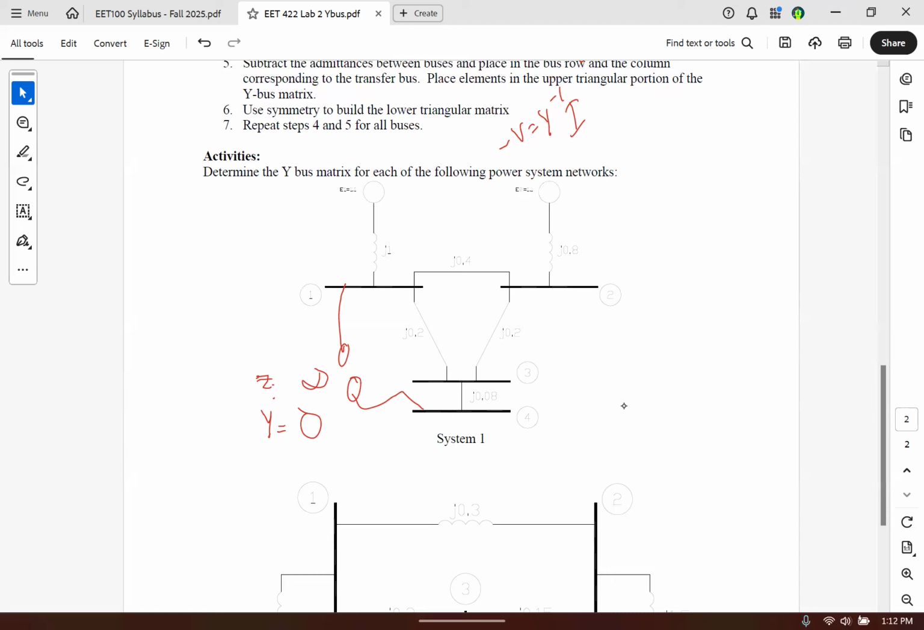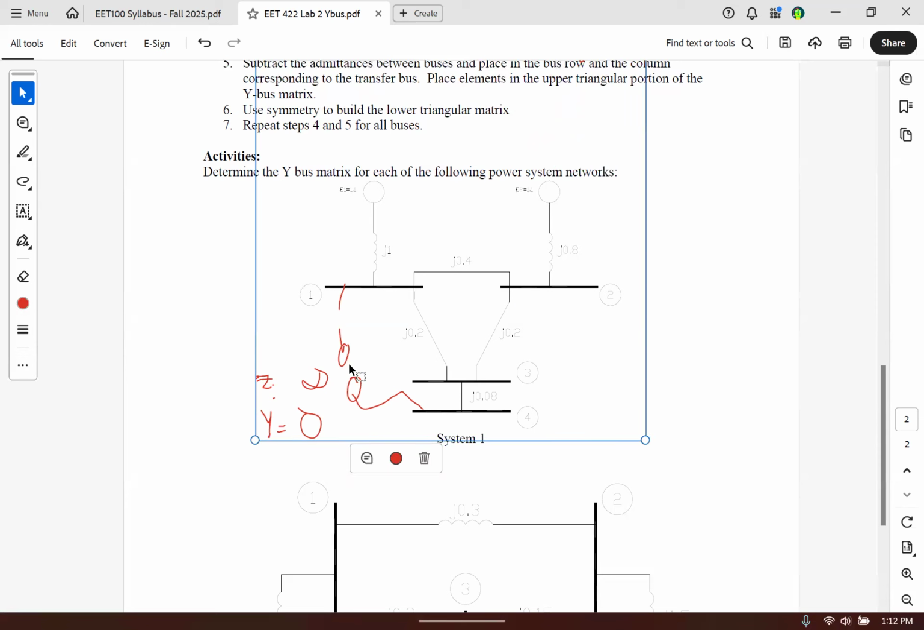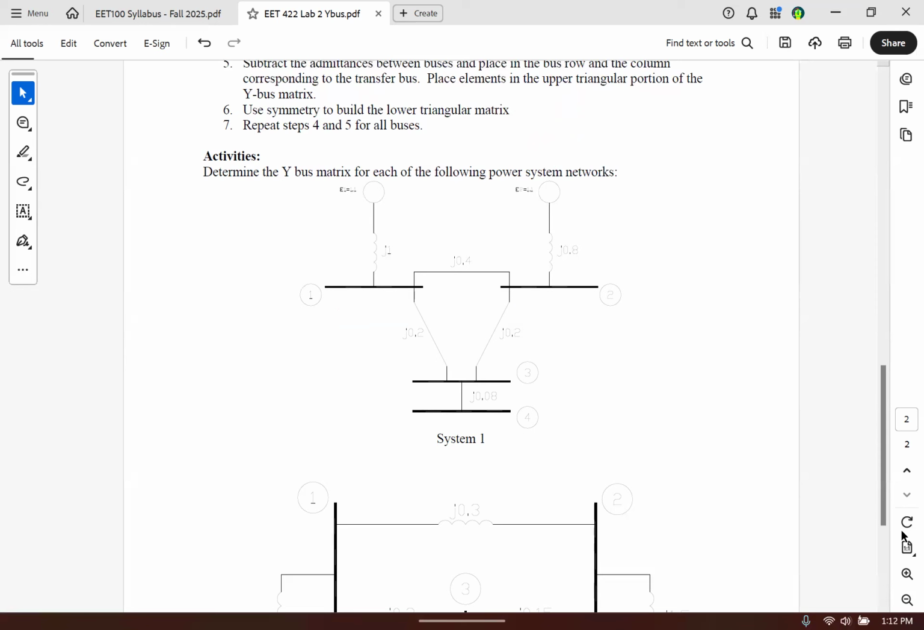All right. So any questions on this system here? Because I'll walk you through the first system, and then you get to do the second system. Deal?